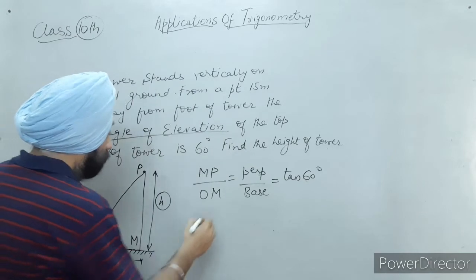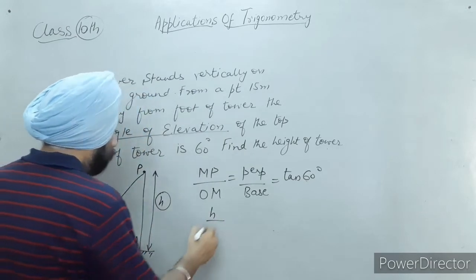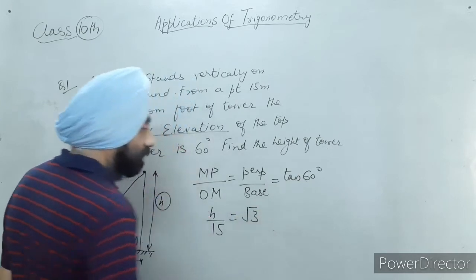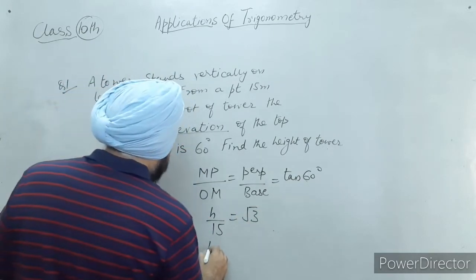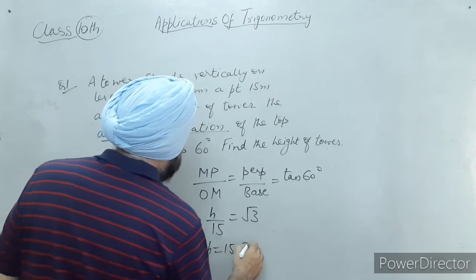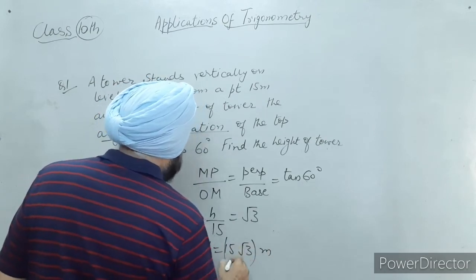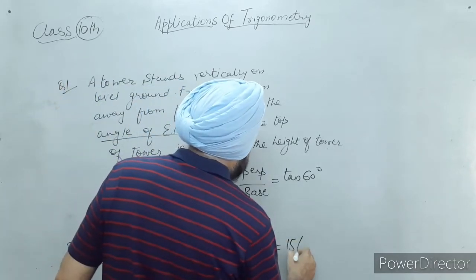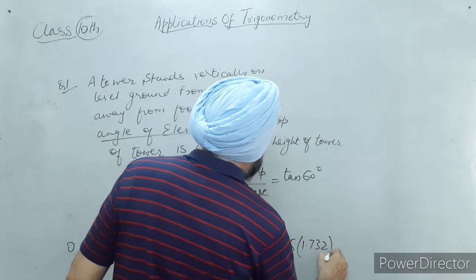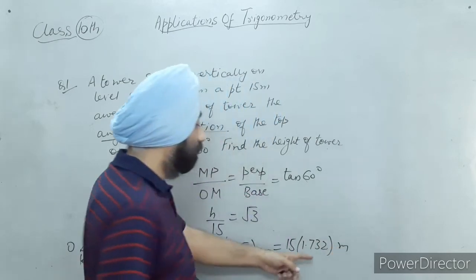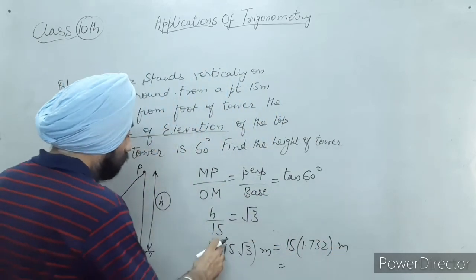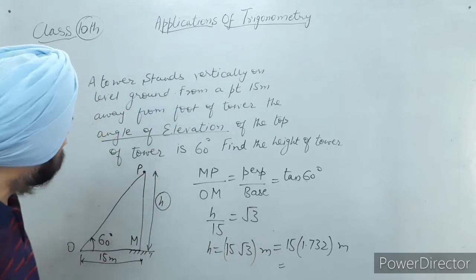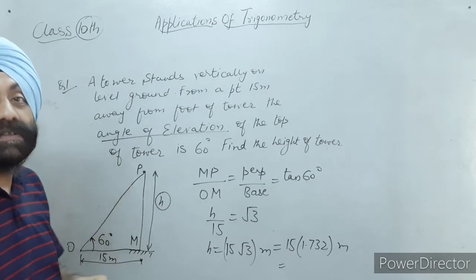So MP is h, OM is 15, so h equals 15 into tan 60. Tan 60 is under root 3. So height equals 15 times under root 3 meters. If you know the value of under root 3, it's 15 multiplied by 1.732 meters. Just multiply this to get the answer, or leave it as 15 under root 3 meters, which is the height of the tower that was required.